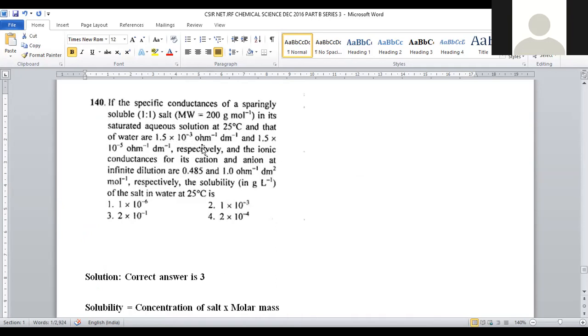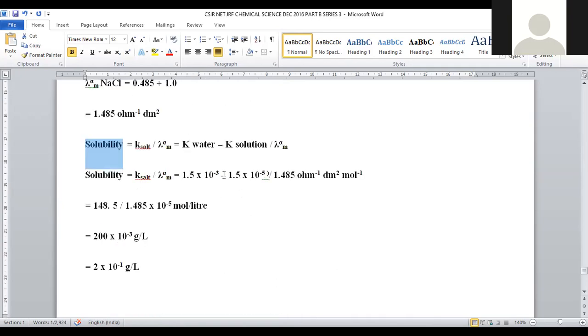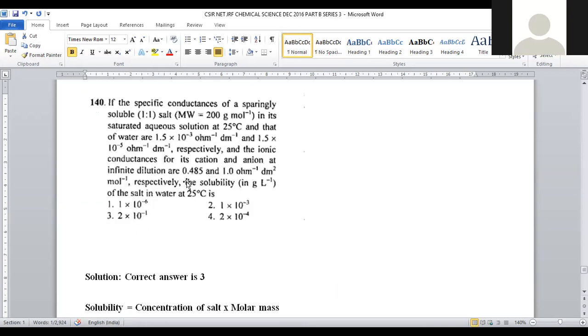Water is given as 1.5 into 10 to the power minus 3. That value we have to substitute in the K solution. What is the value? K solution, cation, anion at the dilution is given here. And K solution is given as 1.5 into 10 to the power minus 5. That of water and that salt are given like this.